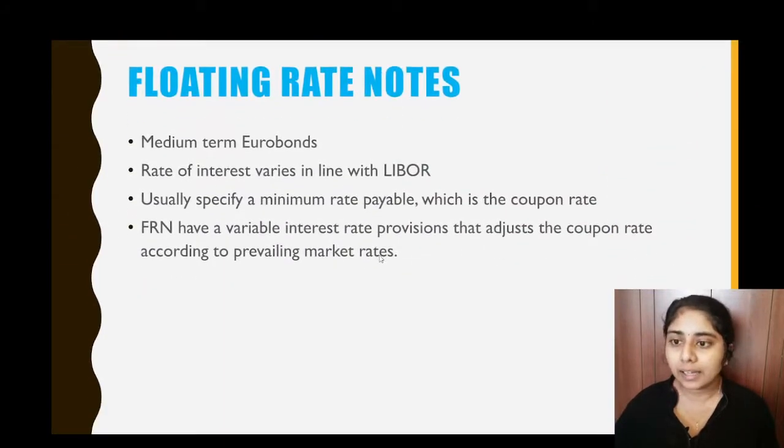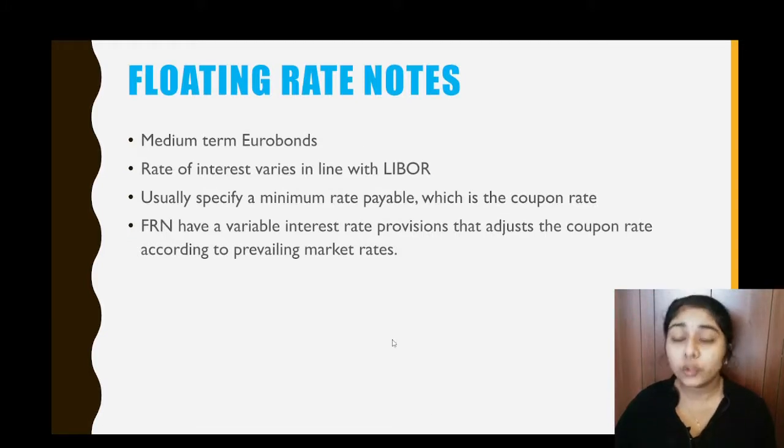Now let's move on to the next. The next one is FRN, that is floating rate note. This is also a type of international capital market instrument, and it comes under the international bond. It is a medium-term Eurobond. We learned what a Eurobond is just now: bonds sold outside the country in which the currency is denominated. Floating rate notes are the medium-term Eurobonds, and the rate of interest varies in line with LIBOR.